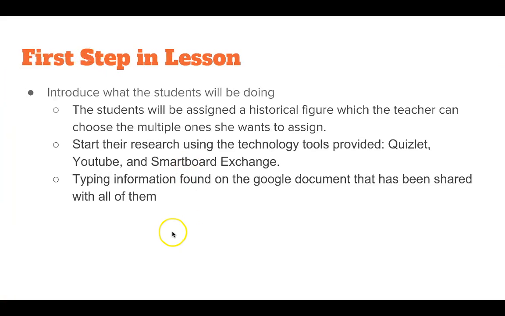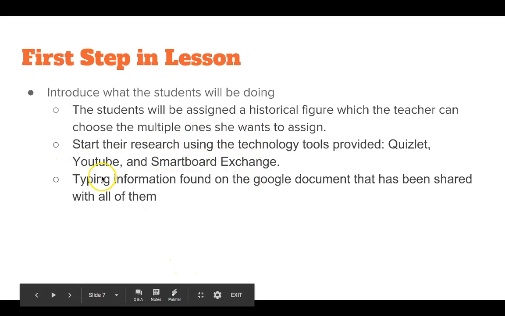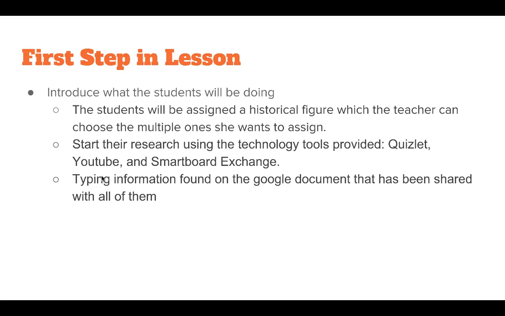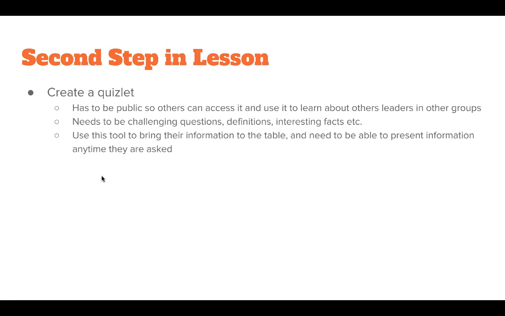The first step in my lesson was to introduce what the students will be doing. The students will be assigned a historical figure, which the teacher can choose from the multiple ones she wants to assign. Then they start their research using the technology tools provided: Quizlet, YouTube, and Smartboard Exchange. As they're doing this, they need to be typing information found on the Google document that has been shared with all of them, so they all can see what they've found and they can go back and look at it later.